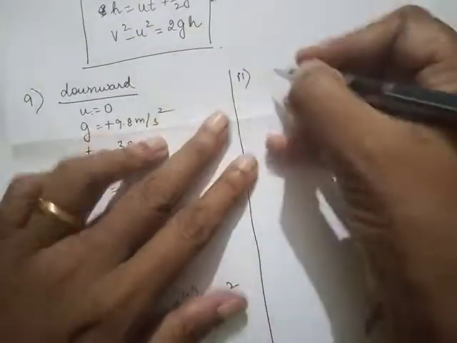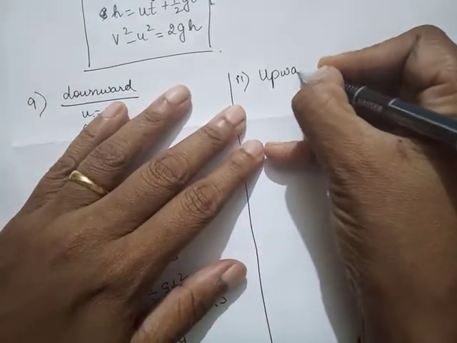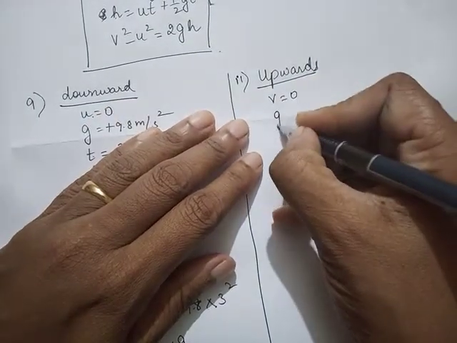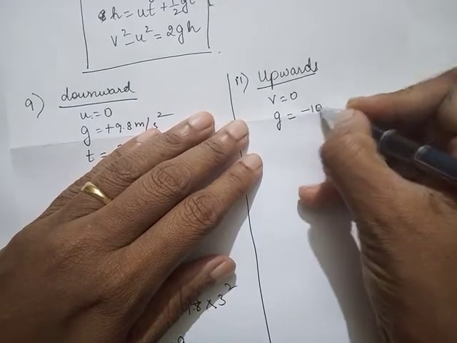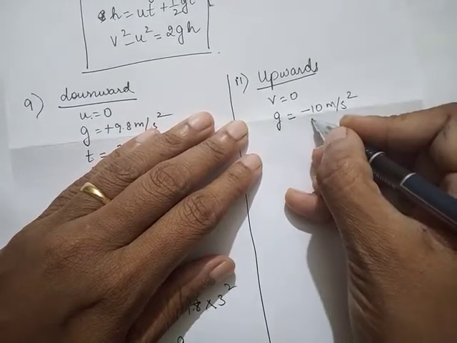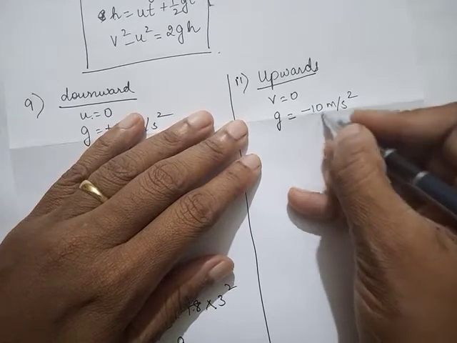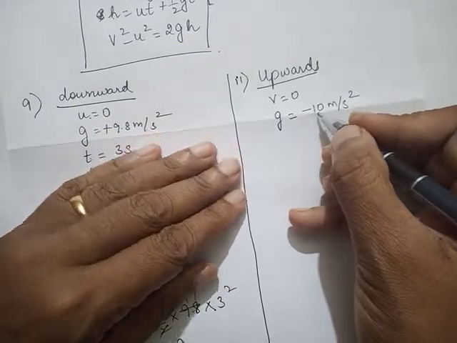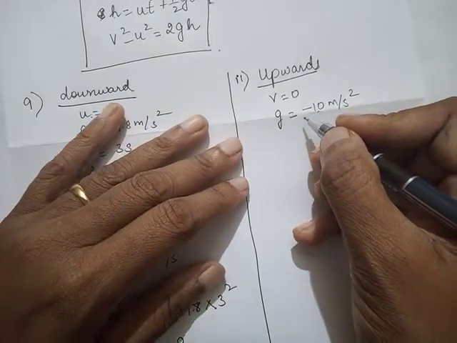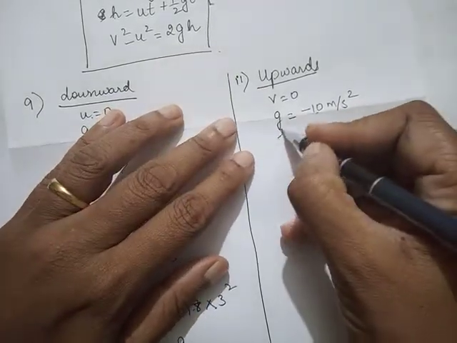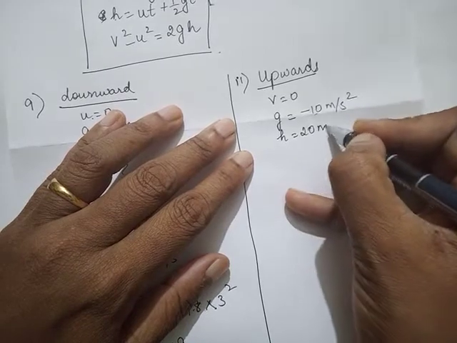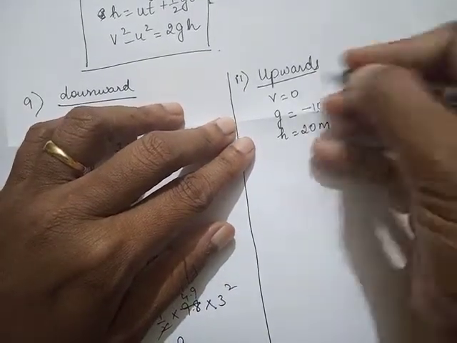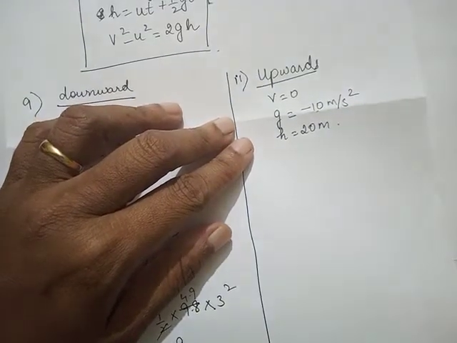A ball is thrown vertically upwards. So it's going upwards. So what are our conclusions? Final velocity will be 0 and g will be minus 10 meter per second square, because they have told you that you can take 10. Because if you take 10, calculations will be simpler. But if it is not mentioned, you have to take 9.8. That is for sure. And then it reaches a height of 20 meter and returns to the ground. So it has an upward and downward journey.